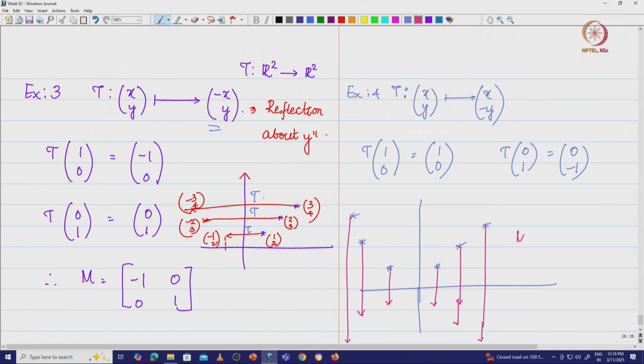Therefore, the matrix corresponding to this T, we can put it as M of T, which is nothing but [1 0; 0 -1], right. This is reflection about the x axis. So, now, given any mapping, I am in a position to figure out the matrix associated with the transformation, which is something we can get.